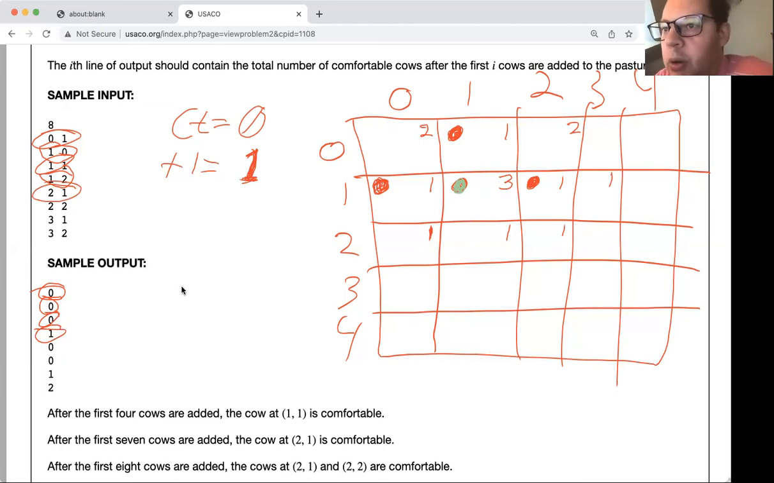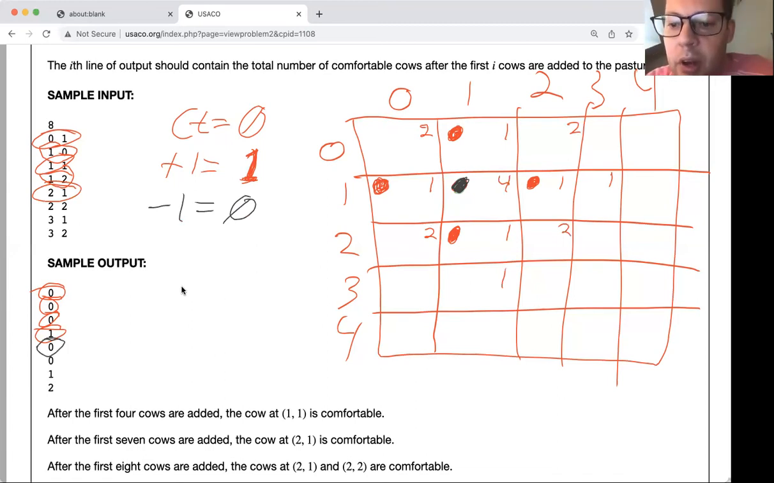2, 1. Go to column 1. We're going to place a cow here. Updating the number of neighbors. South neighbor now has 1 neighbor, despite the fact there's no cow. East and west now each have 2 neighbors. 2 and 2. My north neighbor now has gone from 3 to 4. Whenever we have a 4th neighbor, that means that we are no longer comfortable. I'm going to black this one out. That's no longer comfortable, which means I got to do -1 here, which is now back to 0. And that's that 0 that I outputted down here.